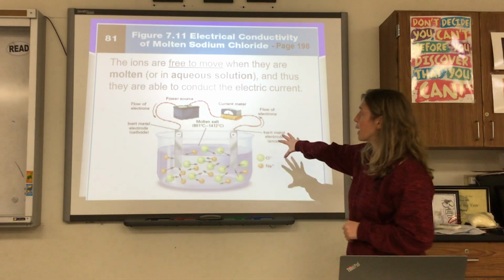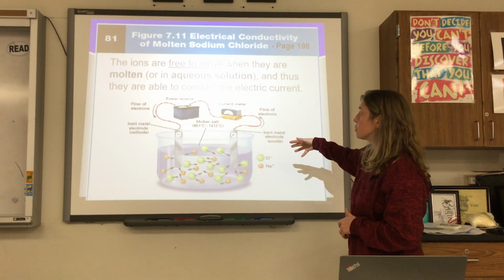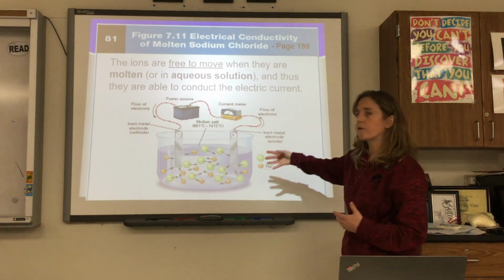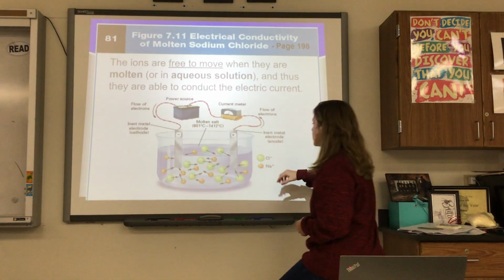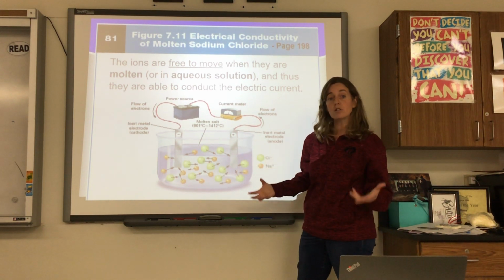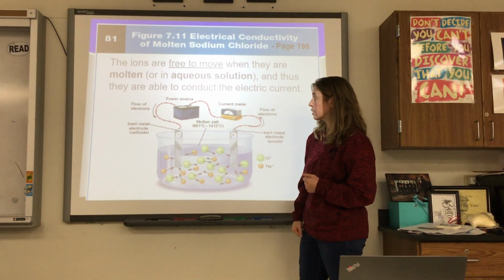So here's an example of an aqueous solution. Okay, a molten solution means it was melted down. This one has water in it. That's what makes it aqueous. And as you can see, this is table salt, right? So when table salt is dissolved and made salt water, that's why salt water conducts an electrical current.